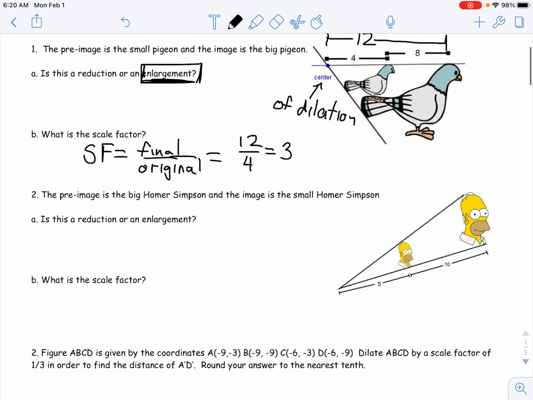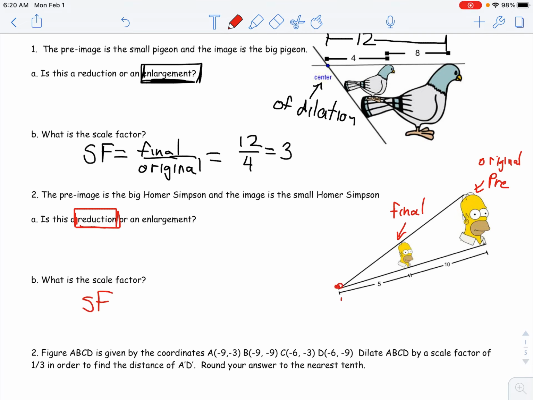This next one is the same kind of problem, just repetition. The pre-image of Homer Simpson is the big Homer Simpson. So this is pre. Even if you write pre and final, remember we can call the pre-image the original as well. Those are interchangeable. This time we got a reduction. Homer Simpson's getting smaller. And then what's the scale factor?